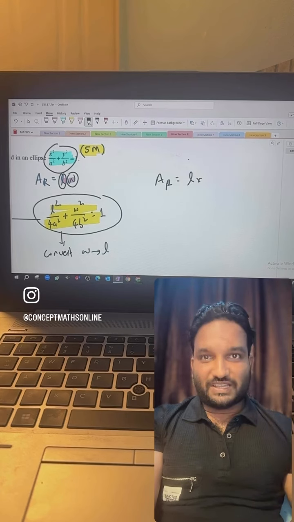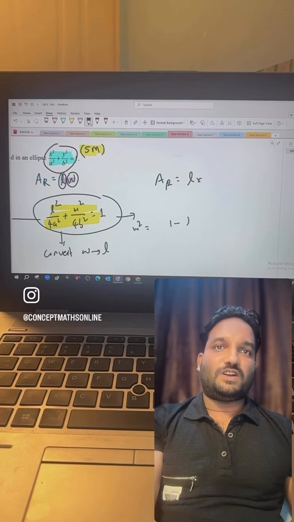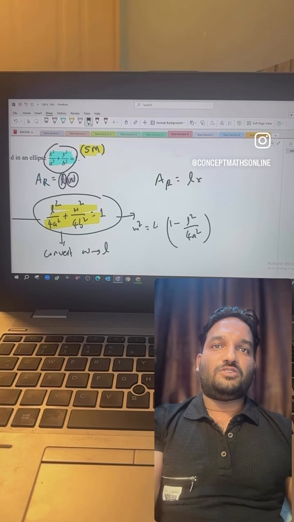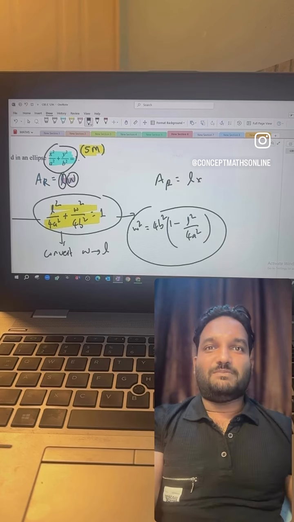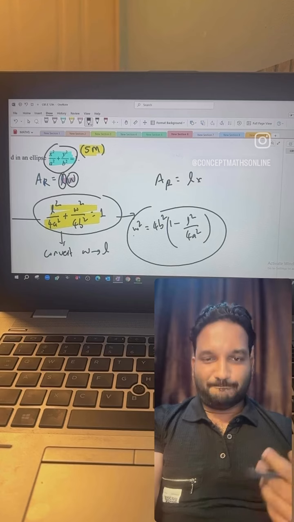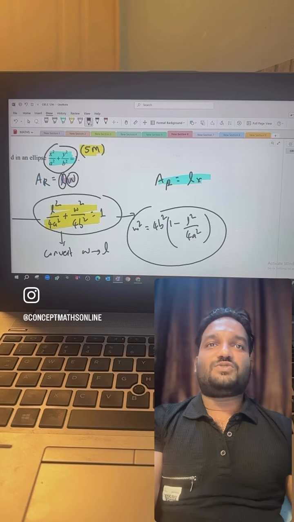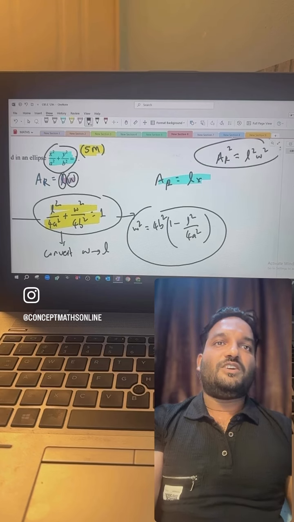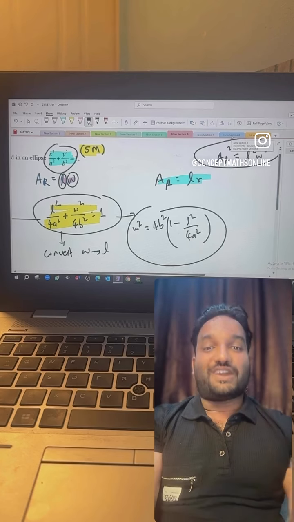Here, one more thing: we can find out W square. What is W square? That is 1 minus L square by 4a square, into 4b square. So you don't need to substitute W, because a W root will come. You can substitute W square. For that, even if you square the area, there is no issue for taking the derivative. You can take a derivative or a square derivative.